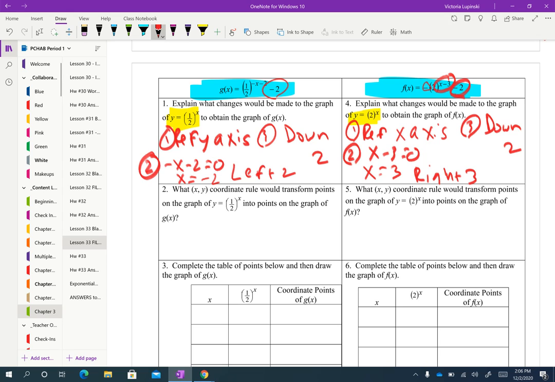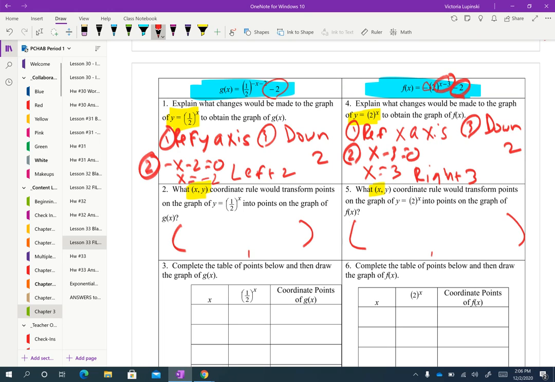You don't necessarily have to number them. You could bullet them. You don't have to do any of that. Just trying to keep things organized is usually a good idea. So for number 2, if you are assuming that the point x, y is on the parent function, then what would you have to change in order to make it a part of the new function? So again, this is where we're writing the coordinate rule. How would you have to change the x's, and then how would you have to change the y's?